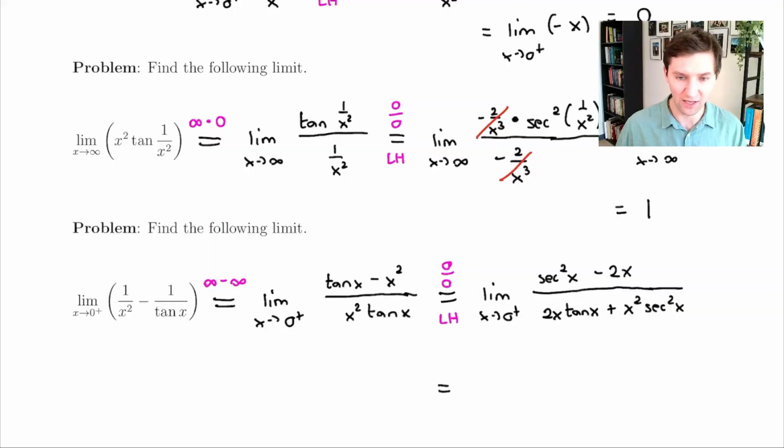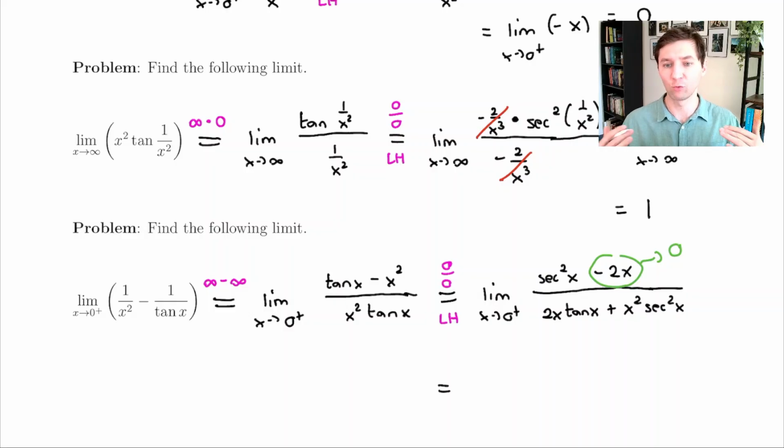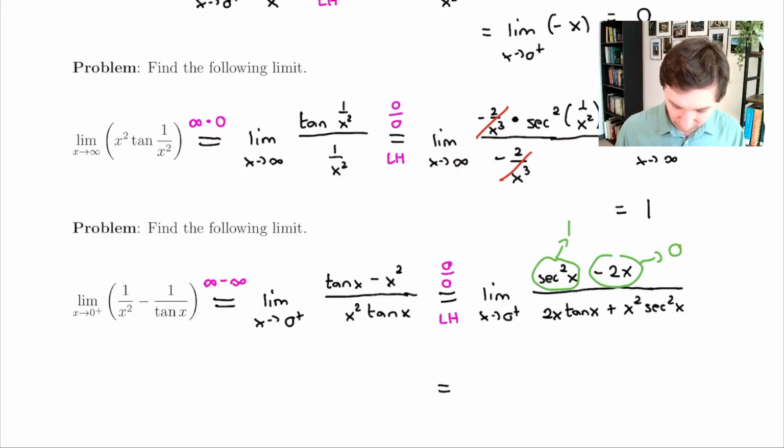Let's analyze what happens to these expressions as x goes to 0. Negative 2x is definitely getting closer and closer to 0. Secant squared of x is the same thing as 1 over cosine squared of x. And cosine, as x goes to 0, gets closer and closer to 1. So this is the same thing as 1 over 1 squared, which is 1. This expression gets closer and closer to 1.